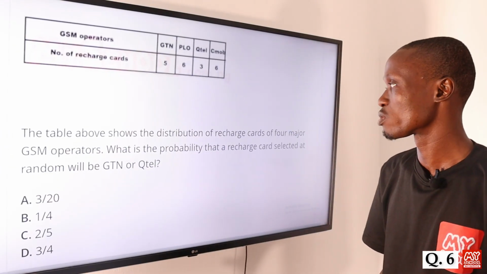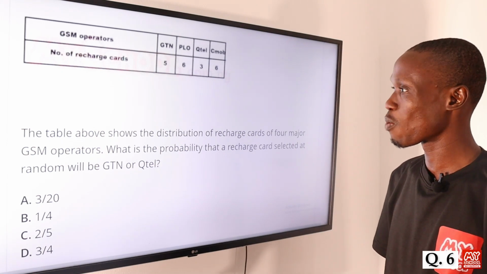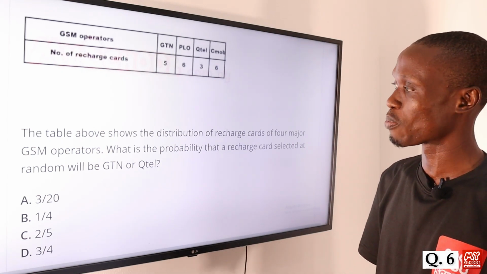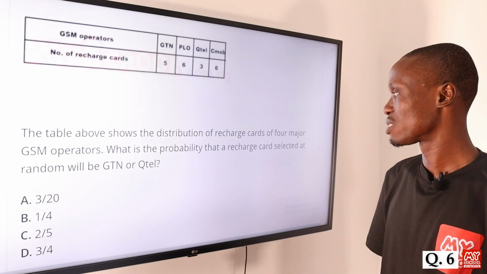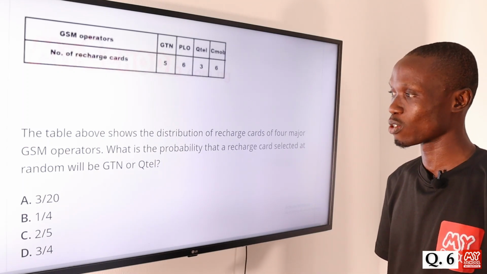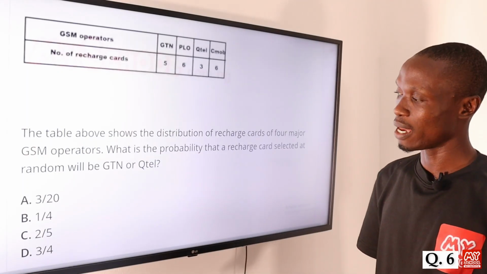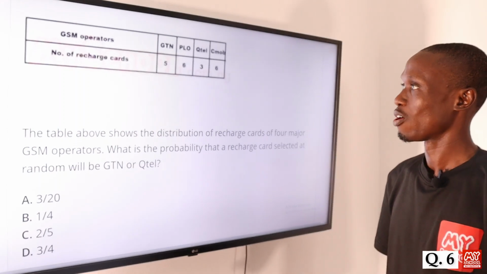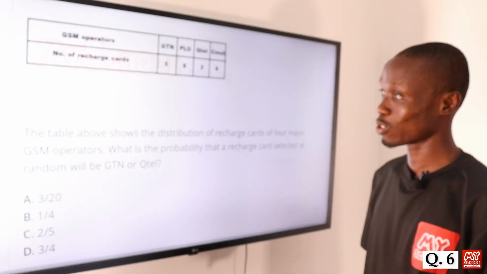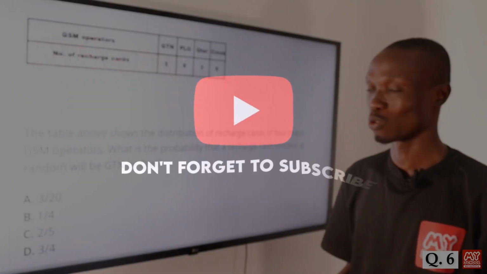Question 6. The table above shows the distribution of recharge cards of 4 major GSM operators. What is the probability that a recharge card selected at random will be GTN or QTEL? Okay, so to provide an answer to this question, let's move over to the board to do that.